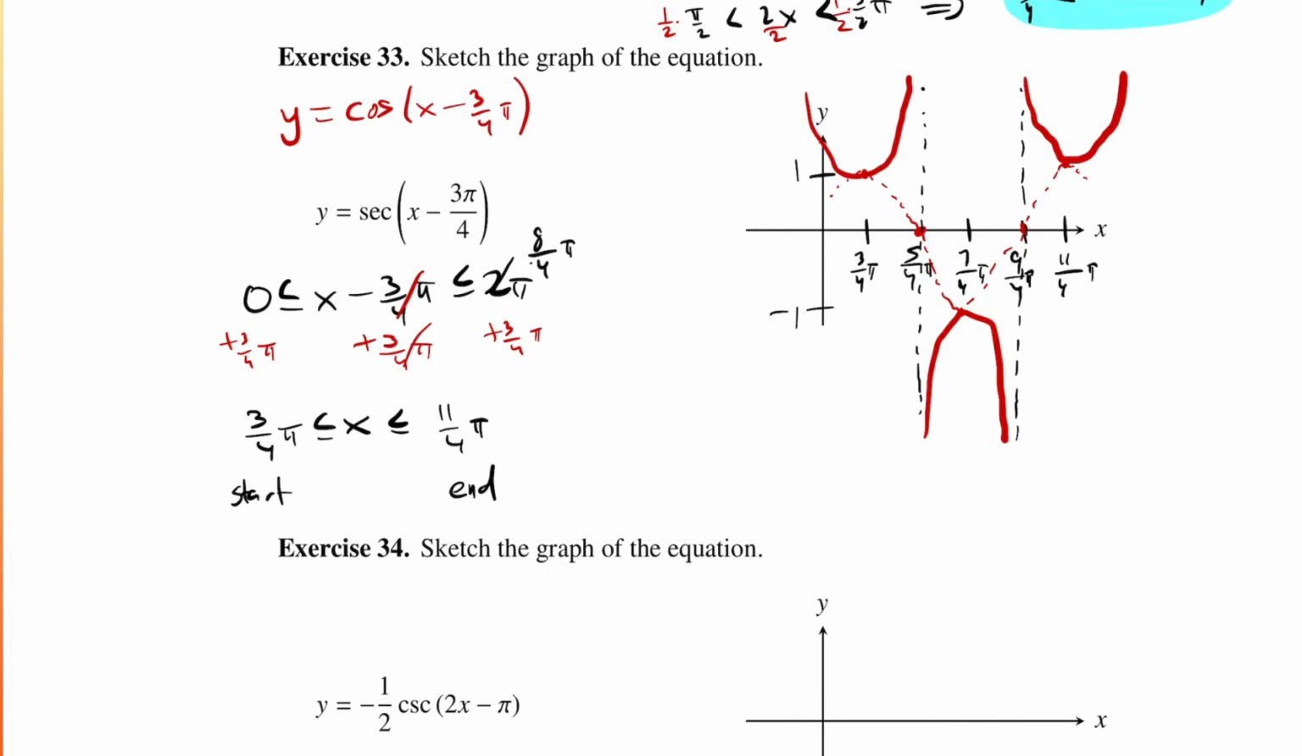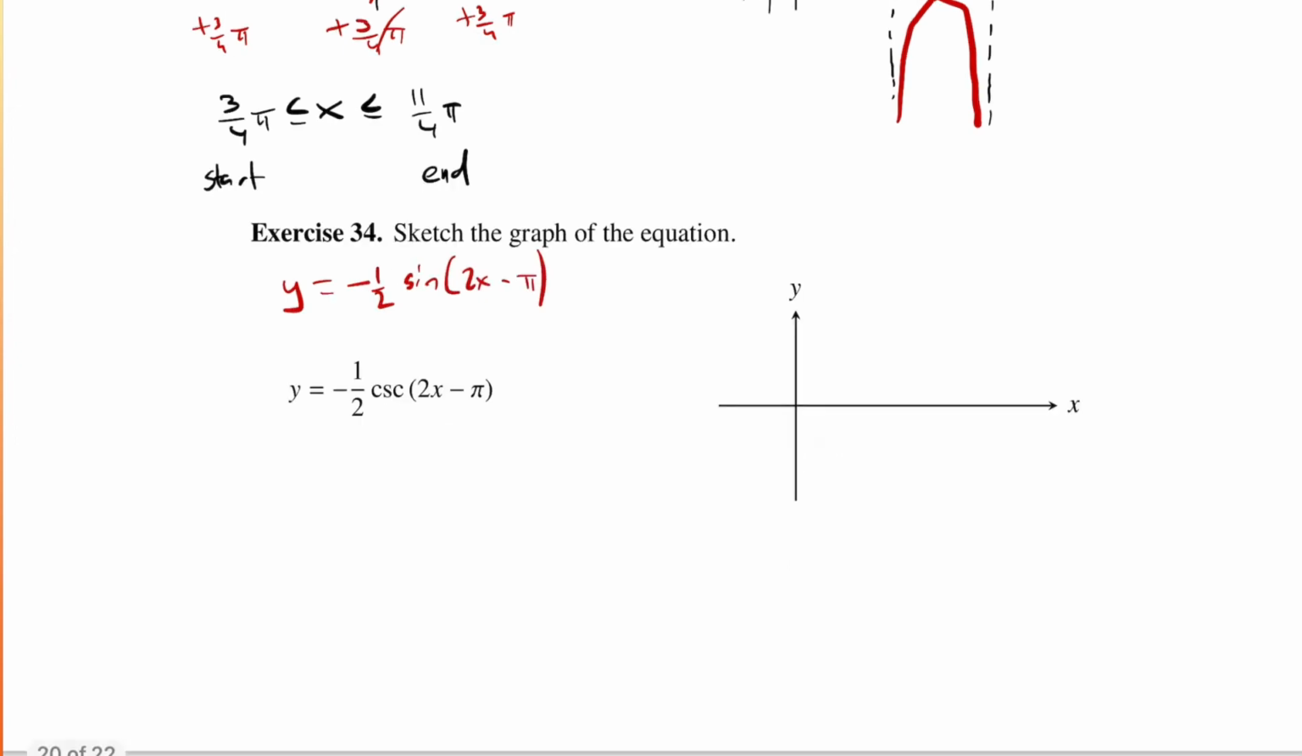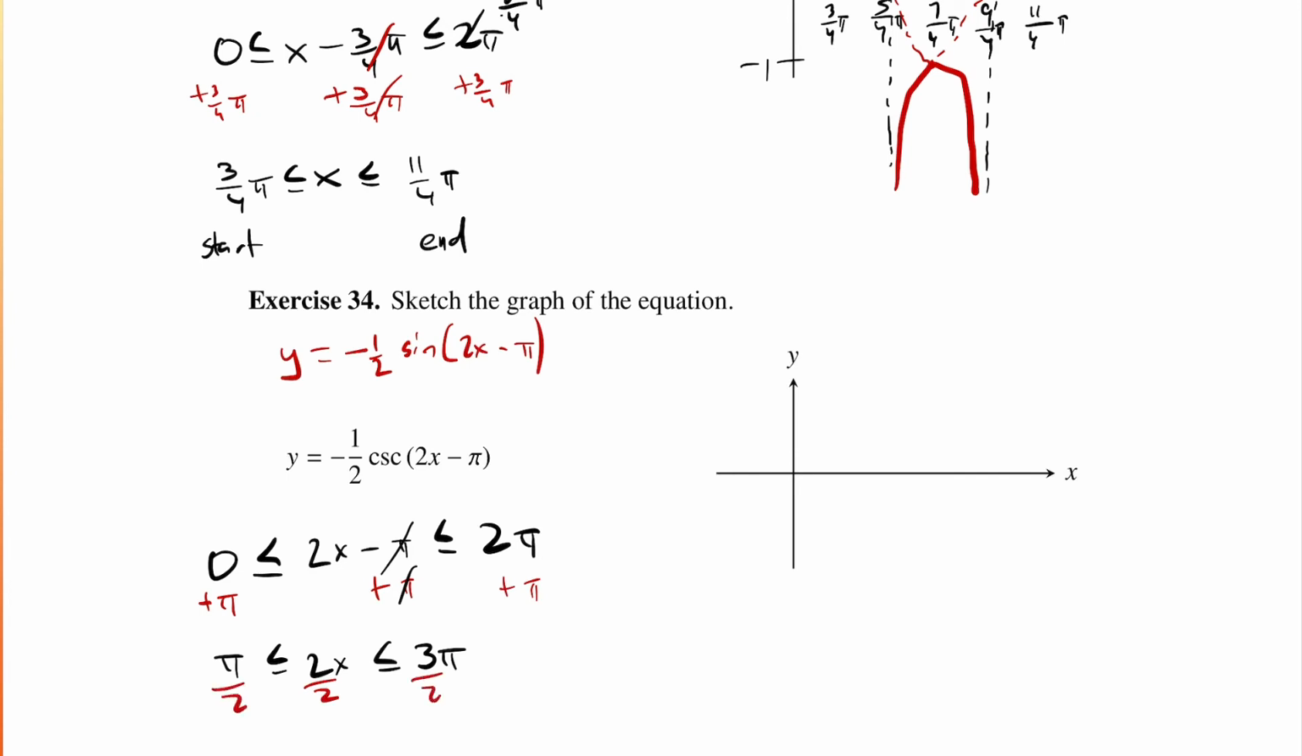All right. The last one is cosecant. So similarly, we're going to first graph the reciprocal, which is sine. All right, so we started off the same way. We use the endpoints 0 and 2 pi. The argument goes in the middle. We solve for x. Add pi. Divide by 2. And our final inequality will be pi over 2 less than or equal to x less than or equal to 3/2 pi.